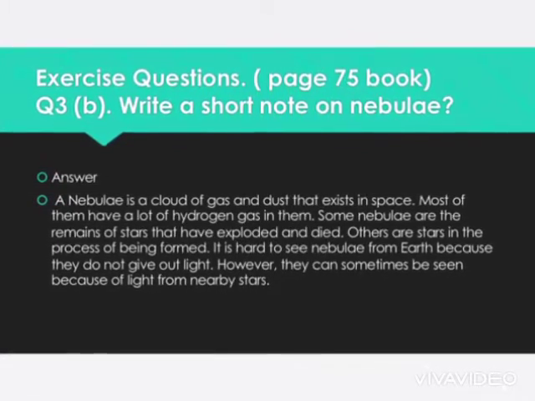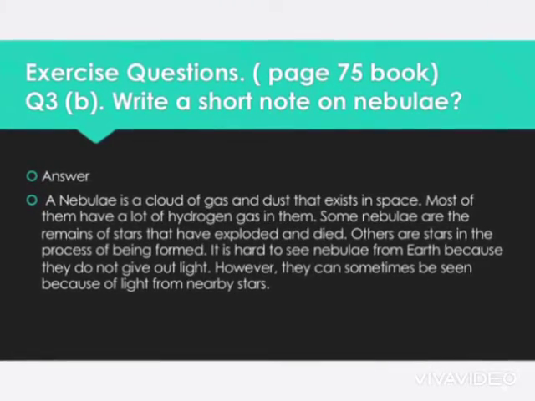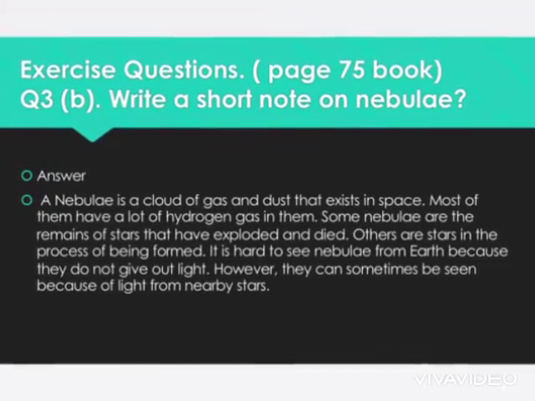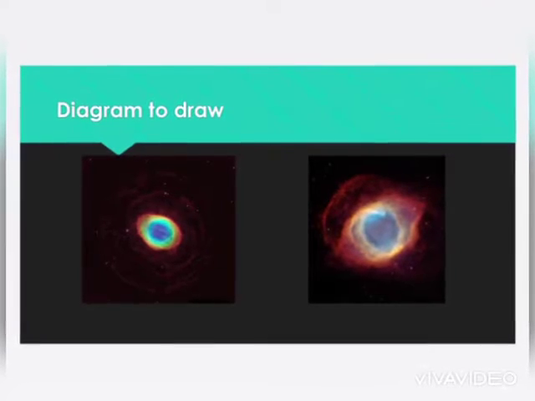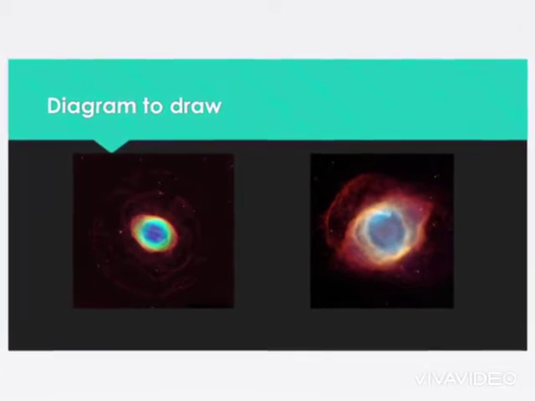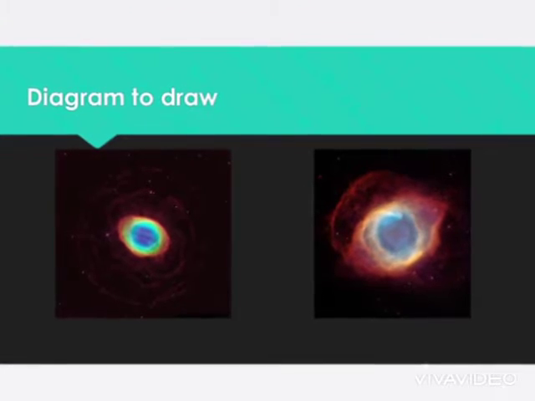Some nebulae are the remains of stars that have exploded and died. Others are stars in the process of being formed. It is hard to see nebulae from Earth because they do not give out light. However, they can sometimes be seen because of the light from nearby stars. This is the diagram of a nebula which you have to draw on your interleaf page.